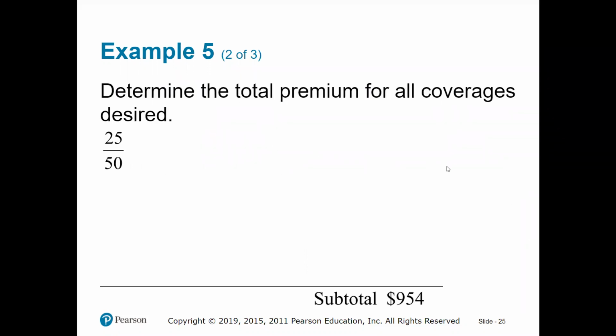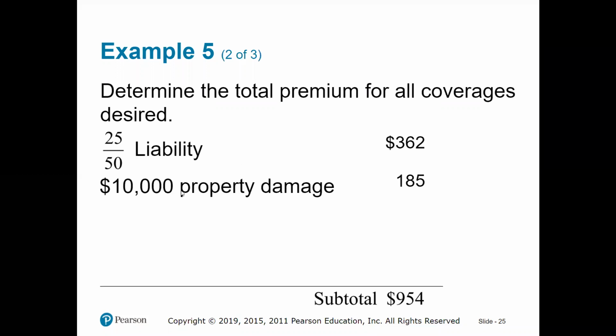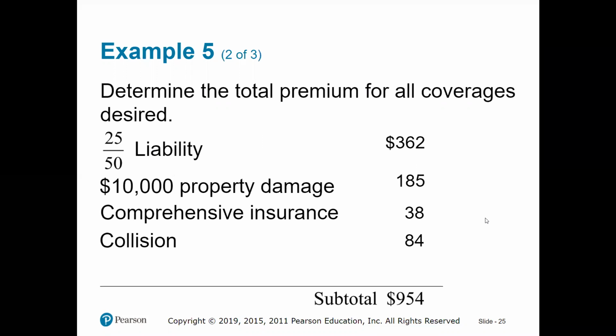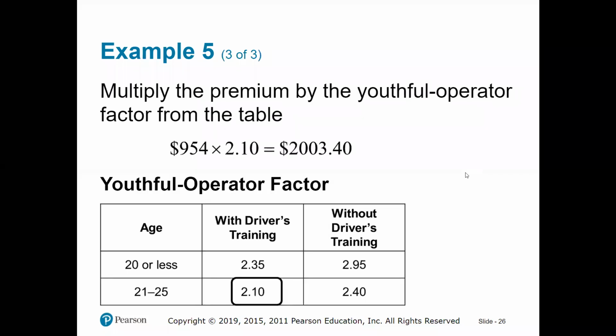So, again, you would have to go back through all the slides, or pause them, or just look at your textbook. You'd have to use all the tables. Determine the total premium for all coverages desired. So $25,000/$50,000 liability would be $362. $10,000 property damage is going to be $185. Comprehensive insurance is $38. Collision is $84. Uninsured is $285. So her total for the year is $954.